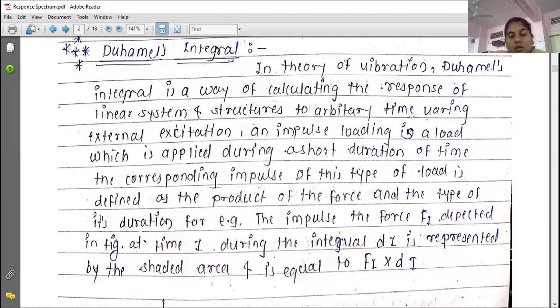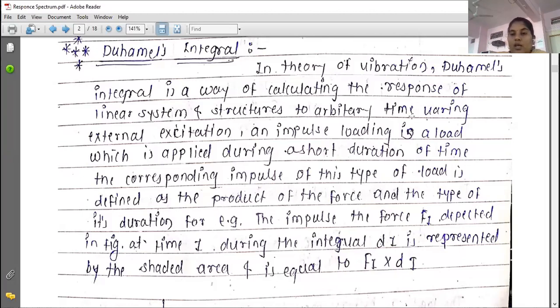As far as the offline examination, the derivation of Duhamel's integral was asked many times, but your examination is online, and that's why such derivations will not be asked to you, but some MCQs will be asked. So we'll focus on what this Duhamel's integral is and how to use it for the further processes.